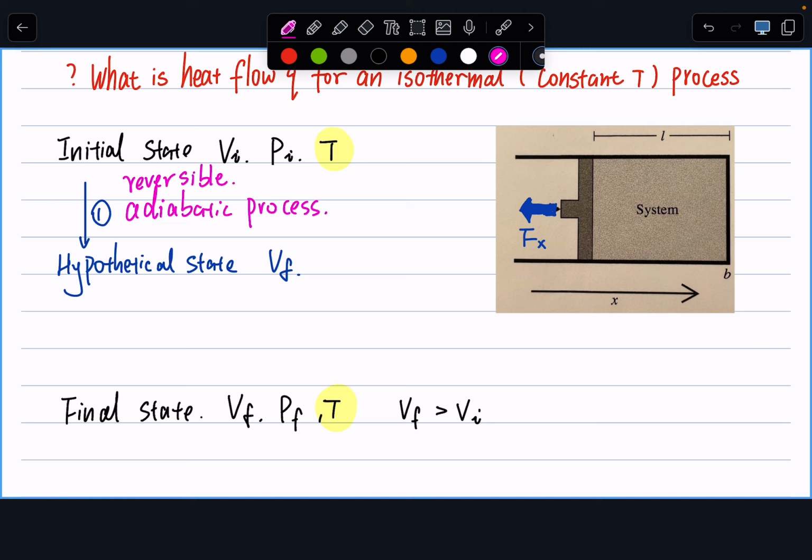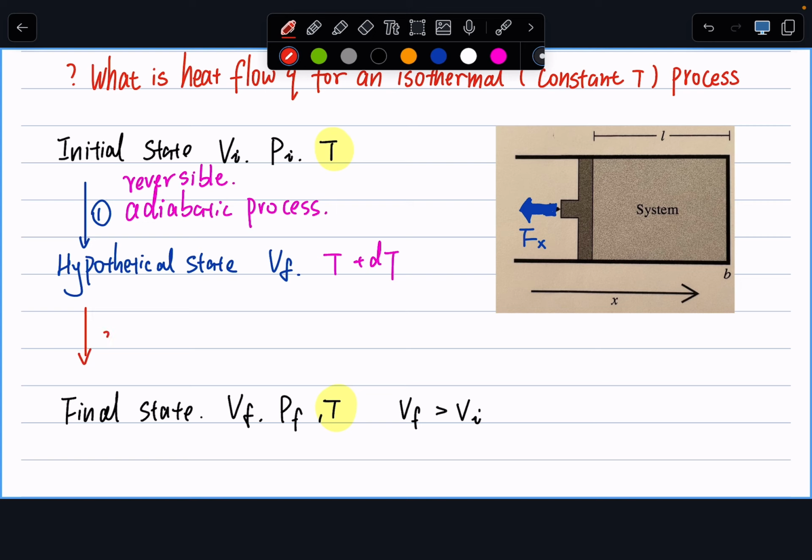Now, in this process, since it's adiabatic, my system is doing work on the surroundings, so my temperature must change. But let's take this step to be a very small one, so the change in my temperature is super small, an infinitesimal change in temperature. Of course, my pressure is also going to change alongside it.